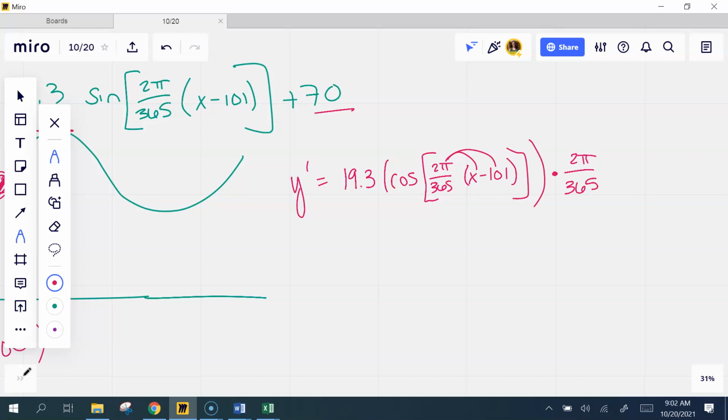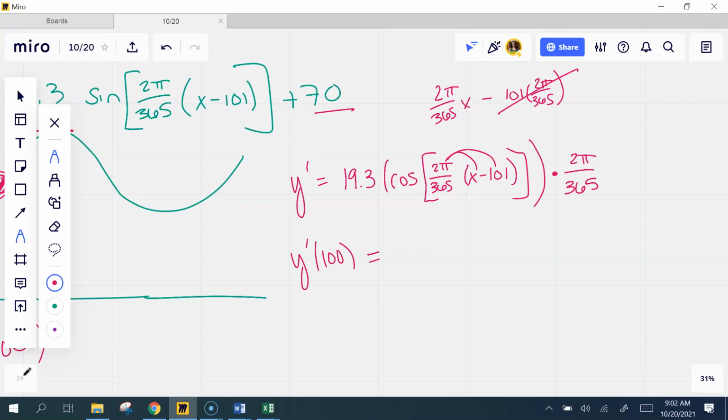Now you have to do the derivative of x minus 101, right? No, because this is really 2 pi over 365x minus 101 times 2 pi. This is just a constant. It's a nasty constant, but the derivative of a constant is 0. So that's what we're going to plug in. Since that's where we said the slope was the steepest, we're going to find y prime of 100. What is the slope at 100?